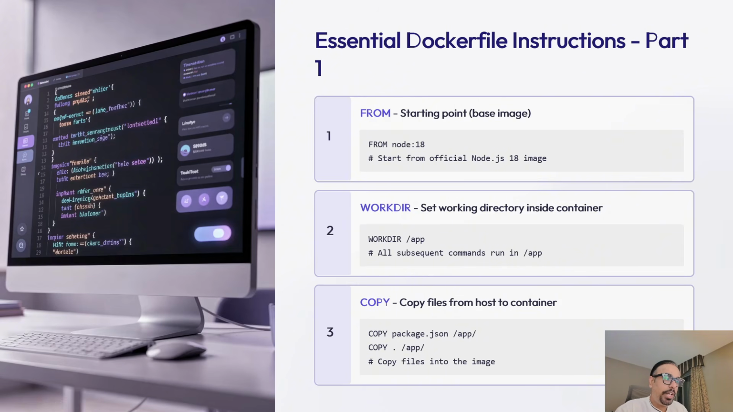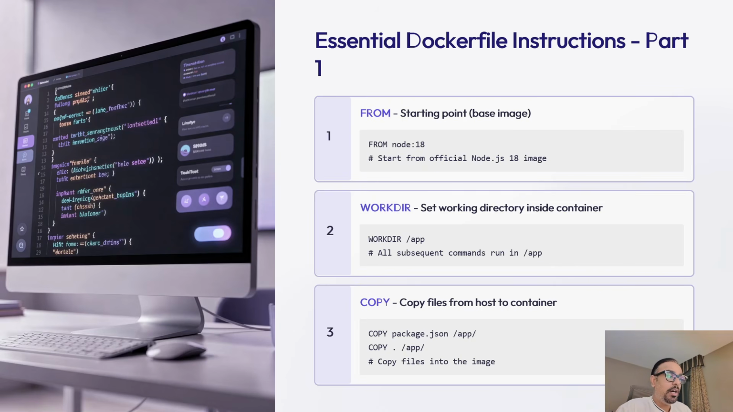Next is our working directory. This sets the working directory inside your container. Think of it as a CD into your directory. Once you set your working directory to /app, as you can see on the screen, all subsequent commands like run or copy happens in that directory. It also creates the directory if it does not exist in your container, which is very convenient.